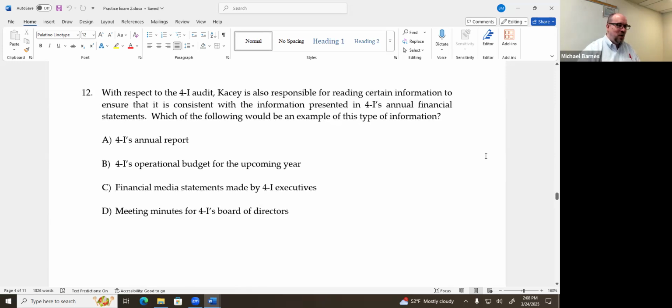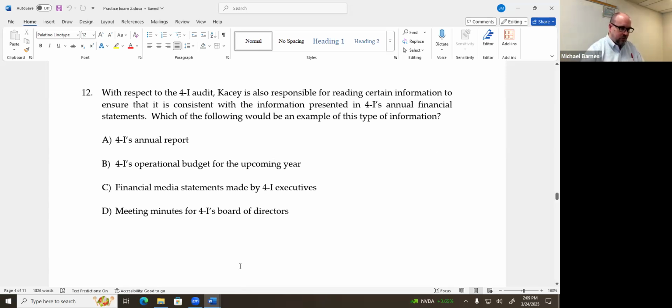All right. With respect to 4i's audit, Casey is also responsible for reading certain information to ensure that it's consistent with information presented in 4i's annual financial statements. Which of the following will be an example of this type of information? We talked about this as a specific example in class. What did I show you and say this is an example of this type of information? Remember, it's a picture of the Big Mac and McDonald's logo, and I said, I've never seen a Big Mac look that good. That was the annual report. The client can actually put whatever they want in the annual report, but if they use financial information from the financial statements, it has to be consistent with the audited financial statements. We as auditors do not have a responsibility to corroborate or audit that information, but we have to read it to make sure it's consistent with the financial statements.